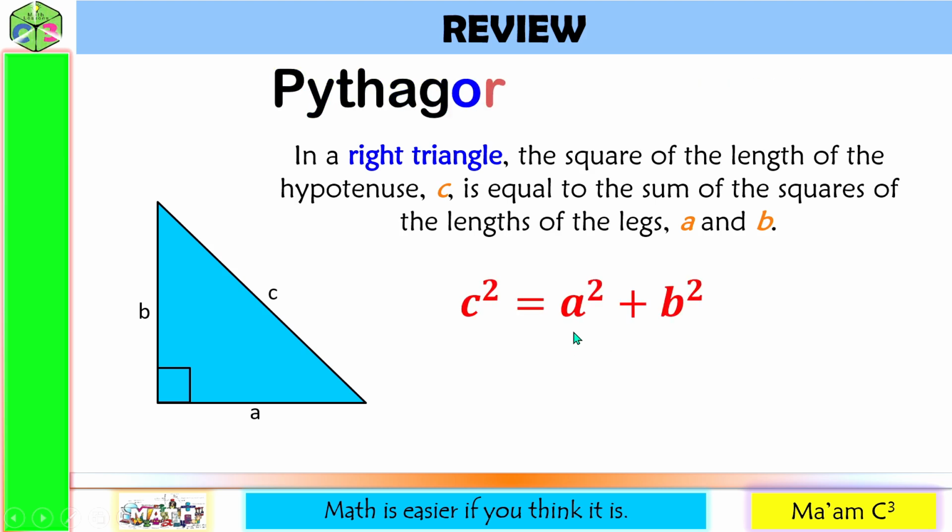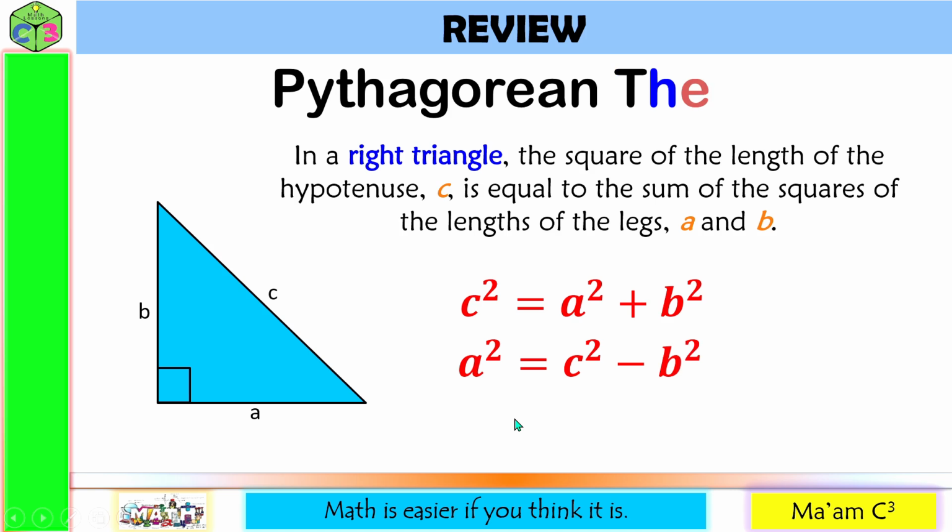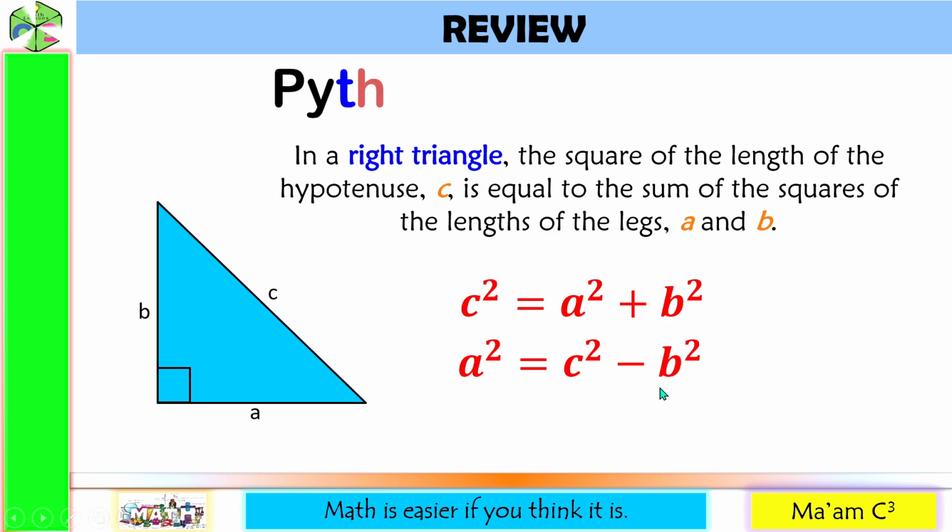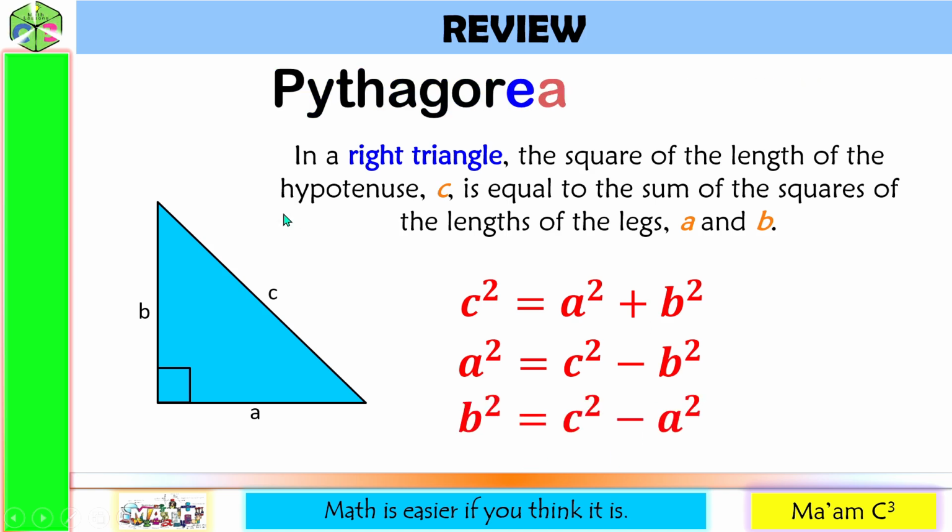If we are missing one side, let us say side A, then the formula will become a squared is equal to c squared minus b squared. If we are missing B, then it will become b squared is equal to c squared minus a squared. Remember that the hypotenuse is the longest side of the triangle, and it is the side opposite the 90-degree angle.